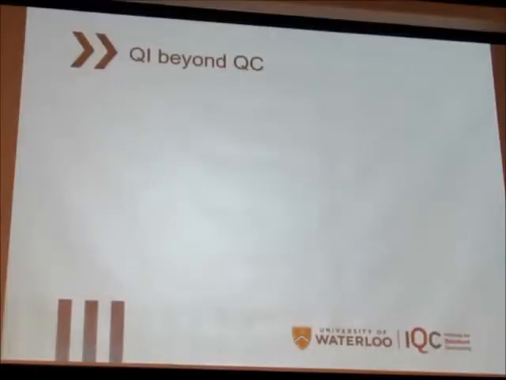And I'm gonna let you in on the dirty secret. At any quantum institute, IQC included, a solid percentage of professors do not care about quantum computing. Just that. Yeah, that was a bit strong. They care about quantum computing, but they don't think about it as researching quantum computing.